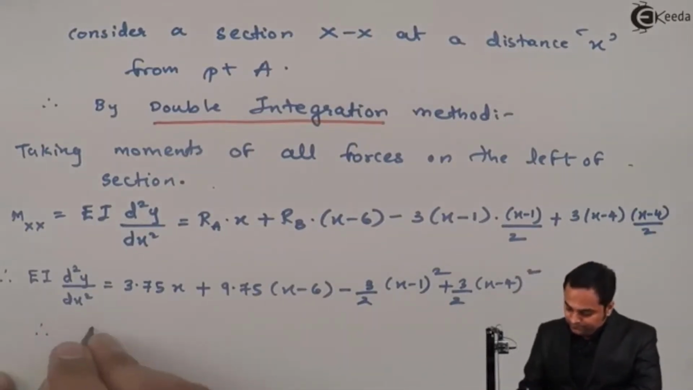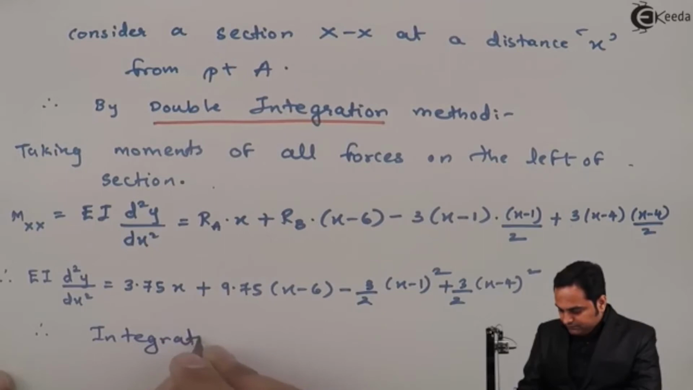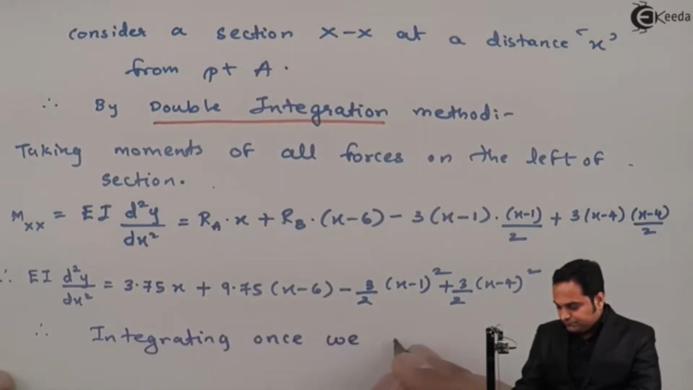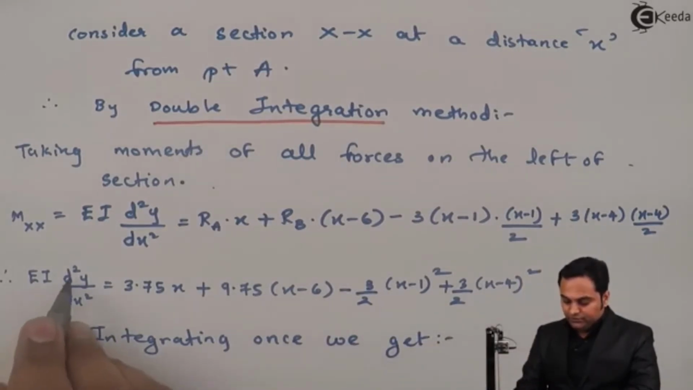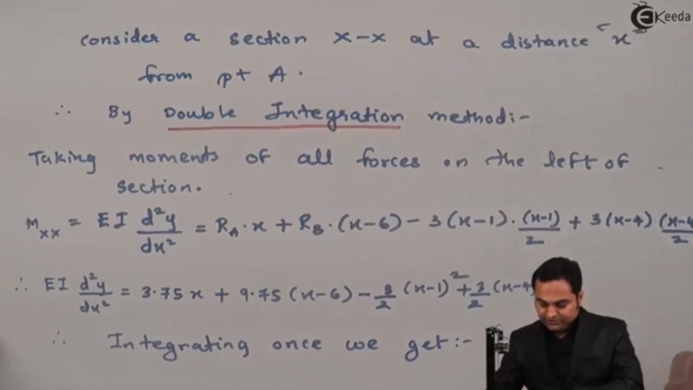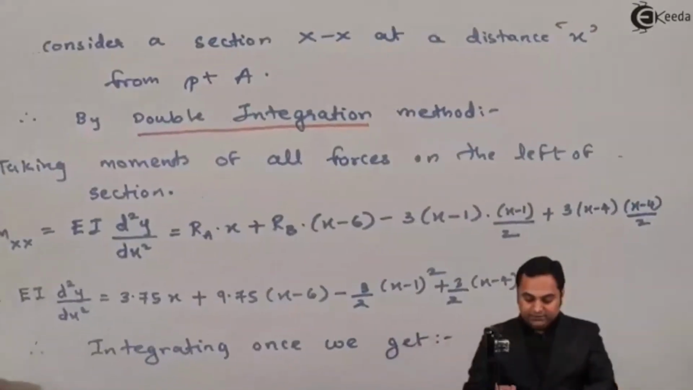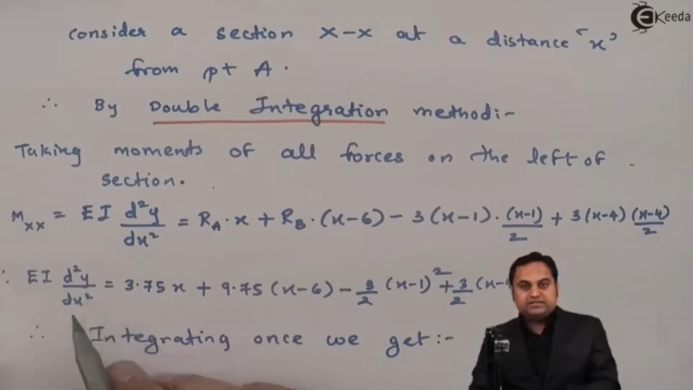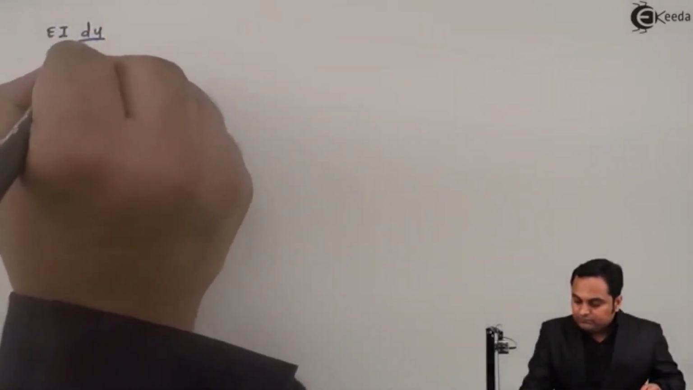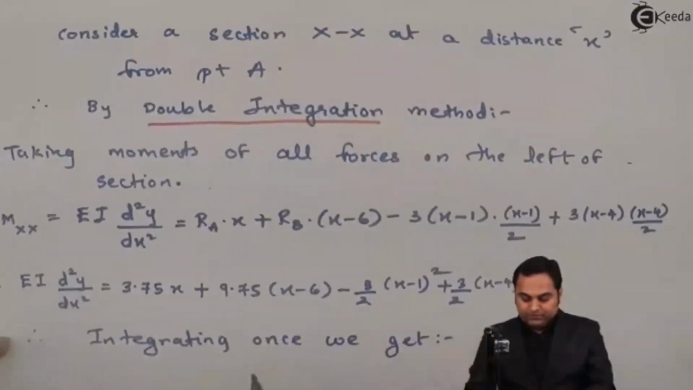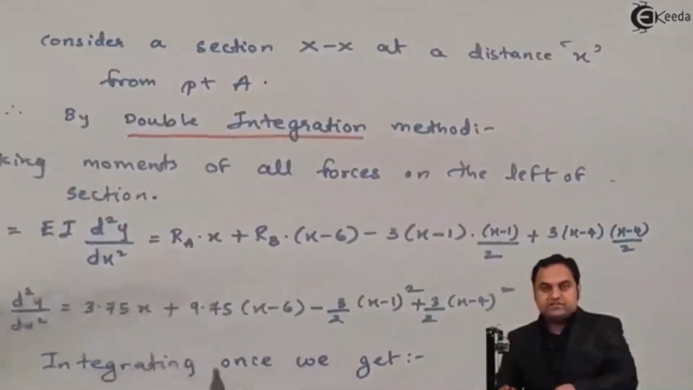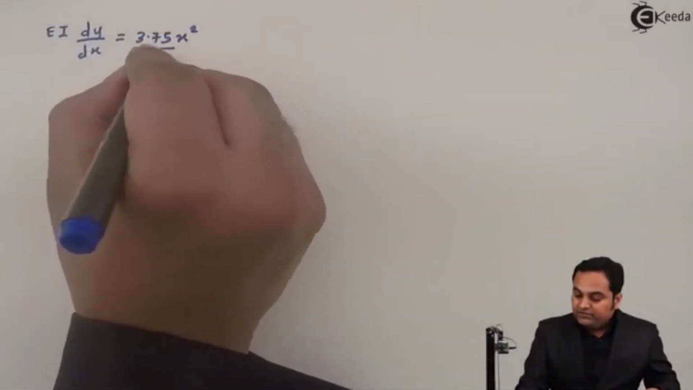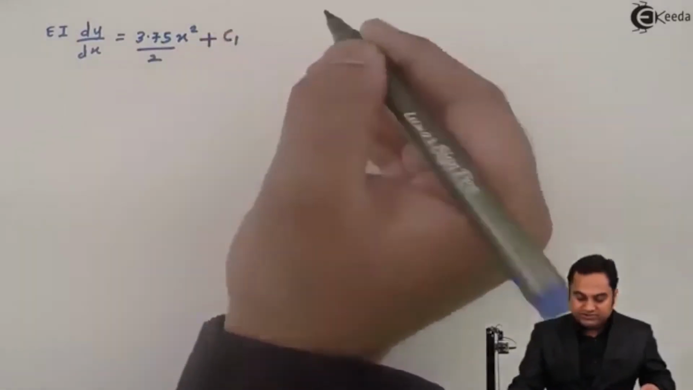So integrating once, we get, now I'll integrate this equation. First on integration we have EI, I'll write it as it is because it is a constant value. Next, integration of d square y by dx square, that is dy by dx, is equal to 3.75 into x, so the integration of x is x square by 2, and here I have integrated it for the first time, so the constant is c1.